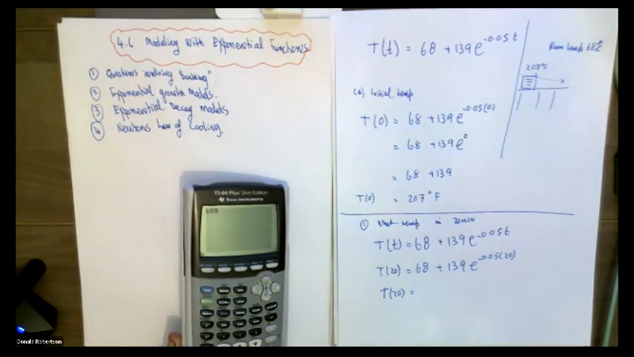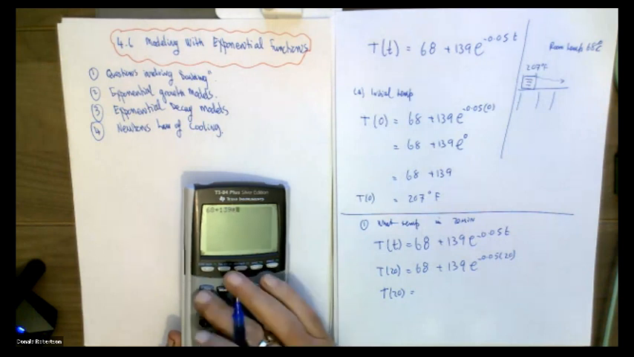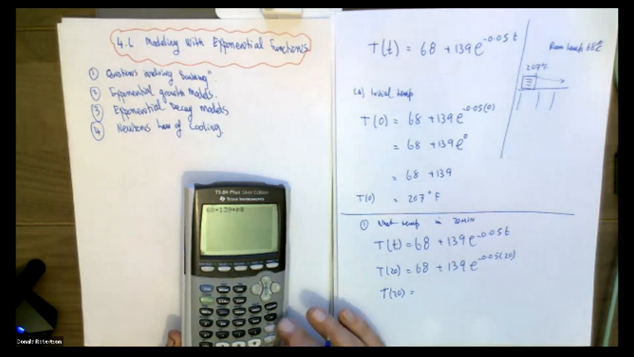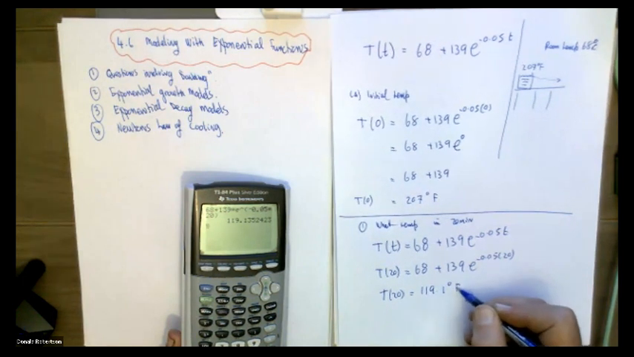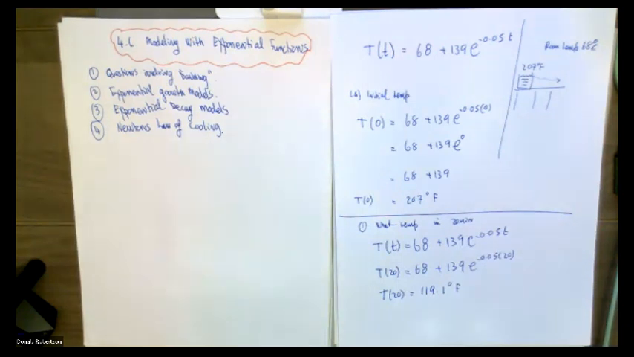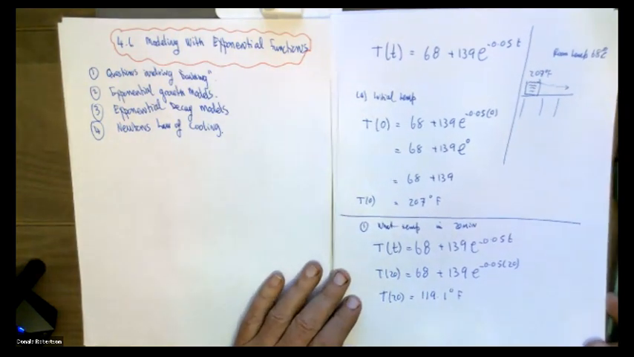Let's see, 68 plus 139 times e to the power of negative 0.05 times 20. And that's roughly 119.1 degrees. Just getting there. It's 119 degrees. Now, the last type of question that you're going to get is how long.